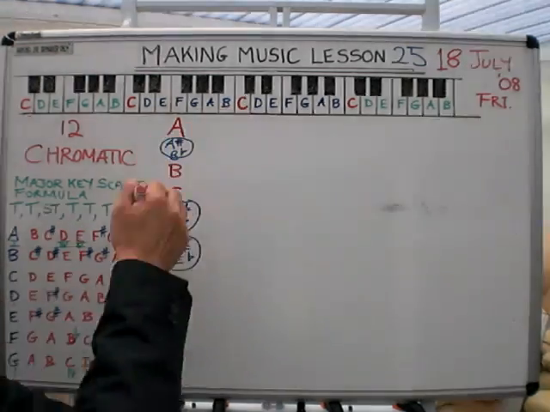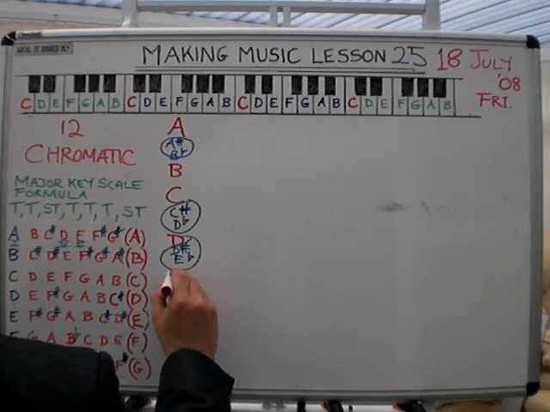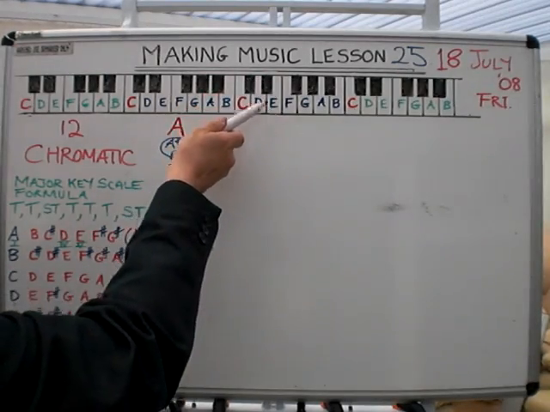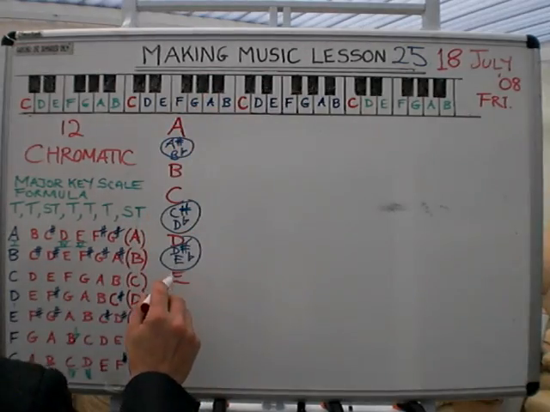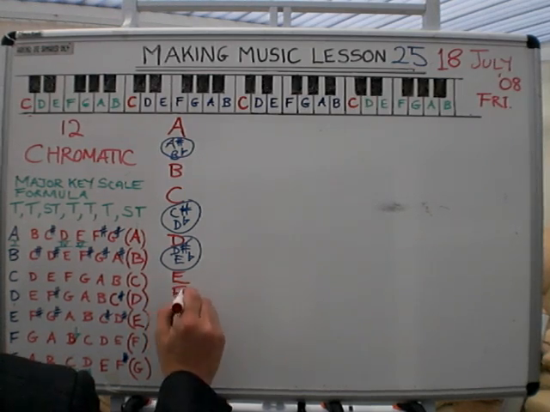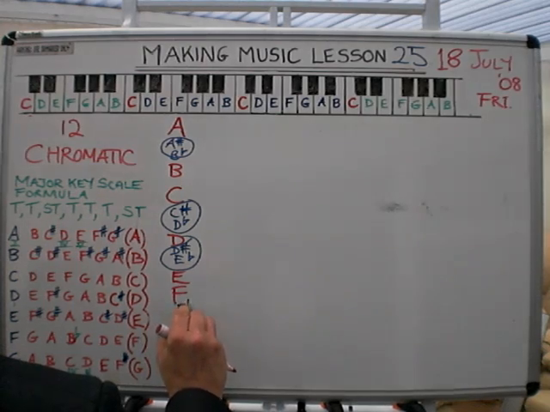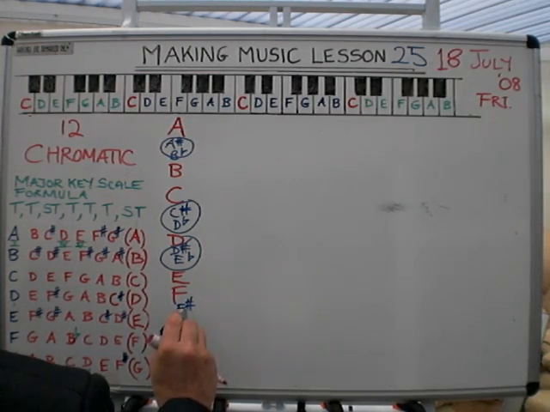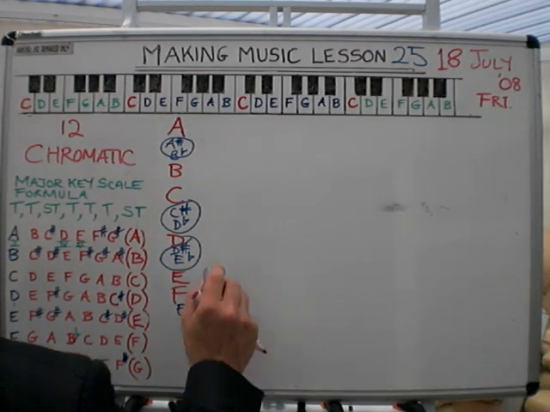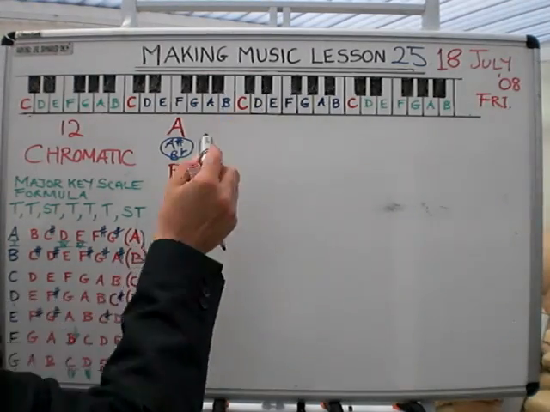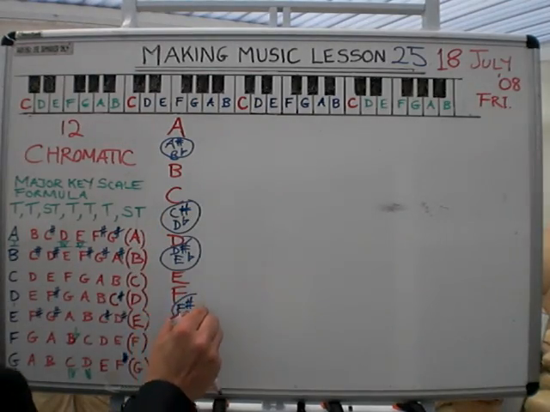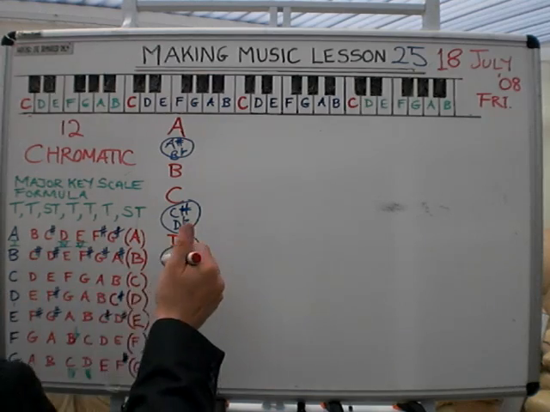So D, let's go to the E. No black key in between, so we just go straight to the F, look. F, and what have we got? We've got F sharp. F sharp or what? G flat. That's this one, the enharmonic black one. Let's put a ring around it. We'll squeeze them all in.